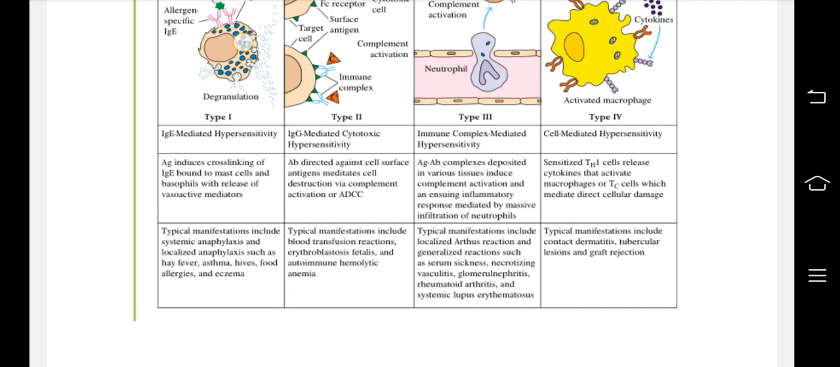Cell mediated hypersensitivity is type 4. Sensitized Th1 cells release cytokines that activate macrophages or TC cells which mediate direct cellular damage. Typical manifestations include contact dermatitis, tubercular lesions, and graft rejection.